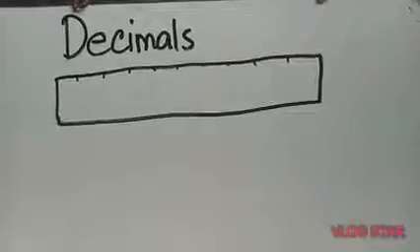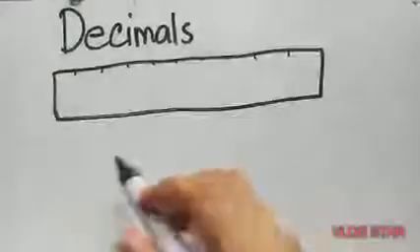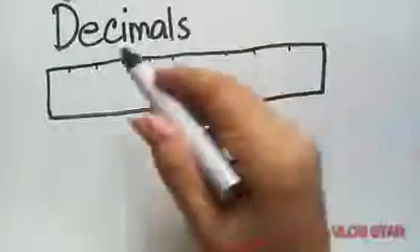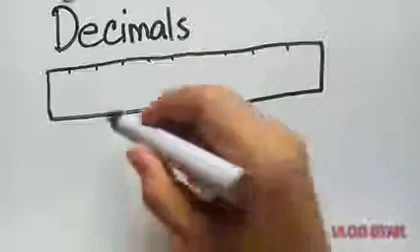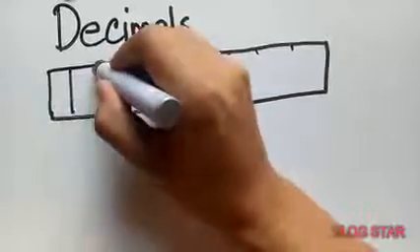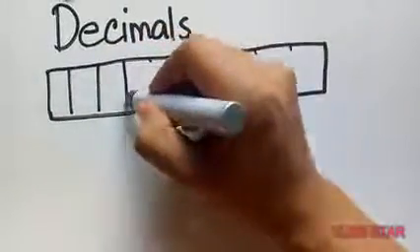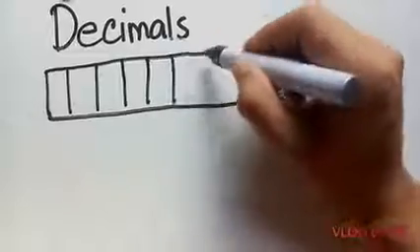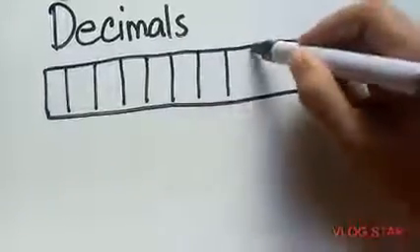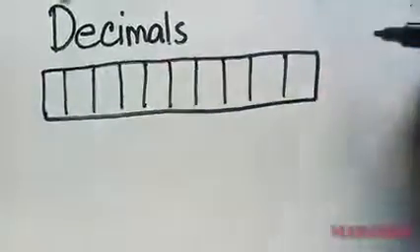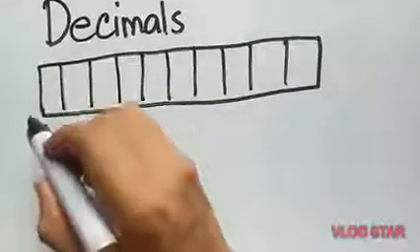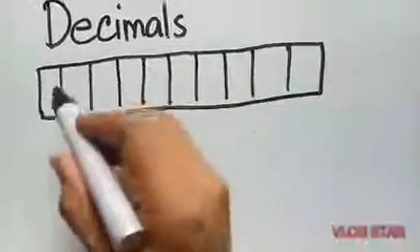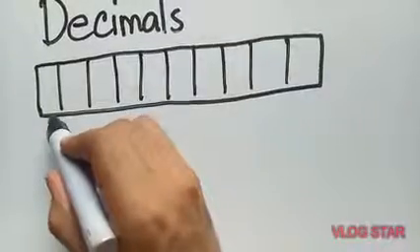So now let's talk about decimals. Considering this rectangle as a whole, we will divide it into 10 equal parts. So 1, 2, 3, 4, 5, 6, 7, 8, 9, and 10. This one part is equal to 1/10 since the whole is divided into 10 equal parts.